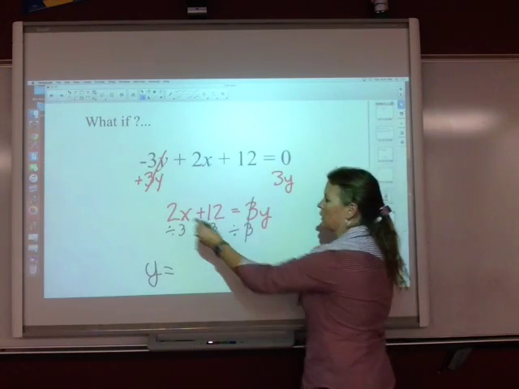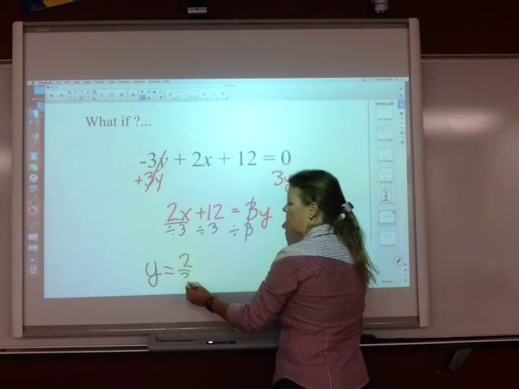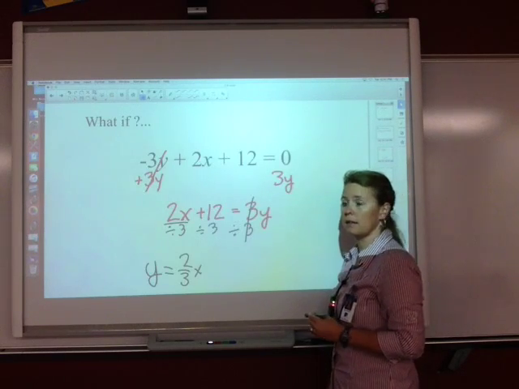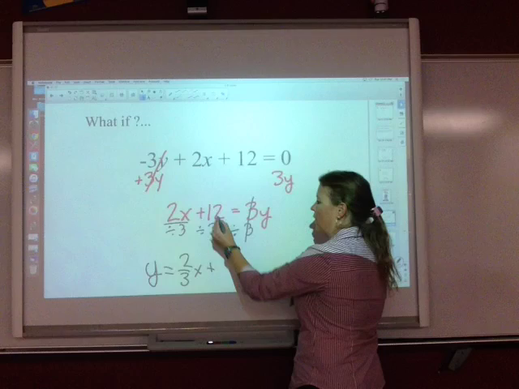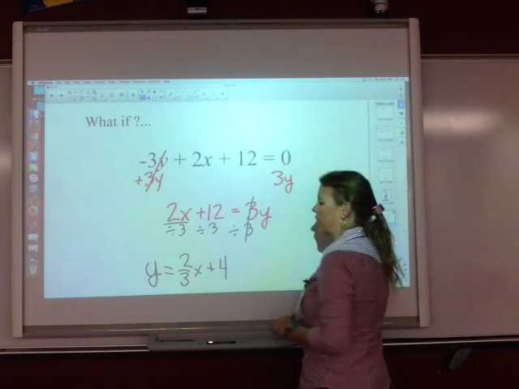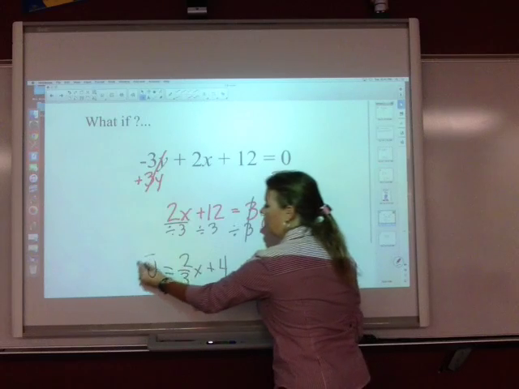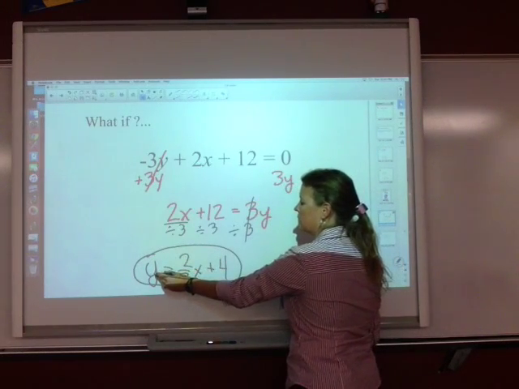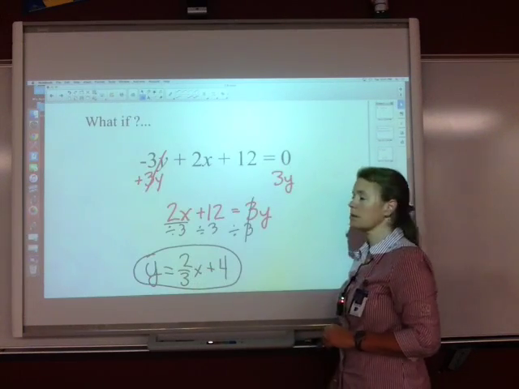Y equals 2 divided by 3 is 2/3. That would be one of those decimals that I don't prefer. 0.666666666. We don't write it like that. 2/3 and 12 divided by 3 is 4. Y equals 2/3 x plus 4. And you completed function form. Variable that's dependent is by itself. The x's come first. The number comes last.